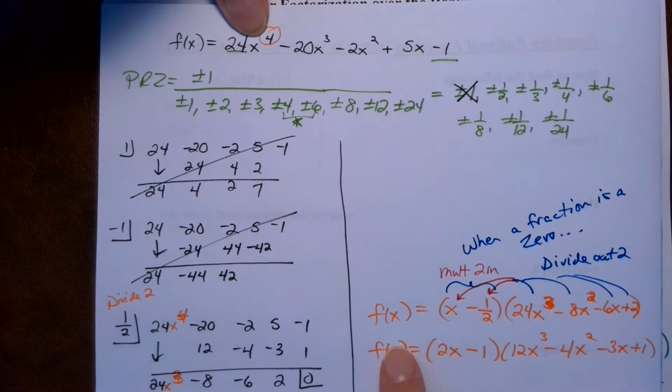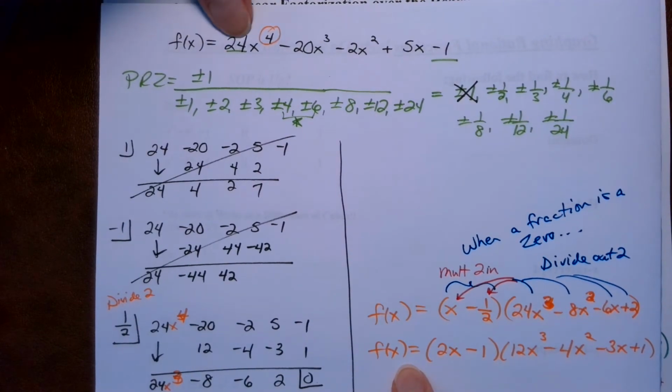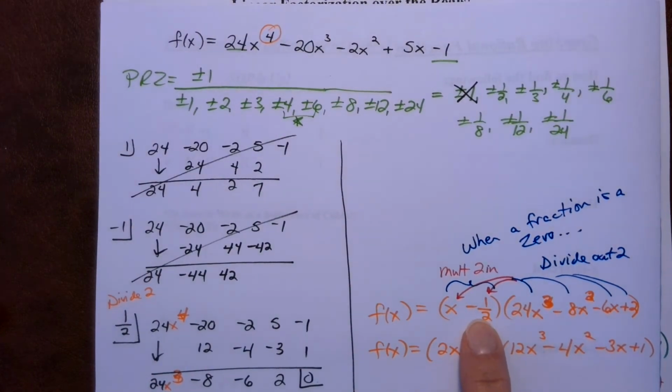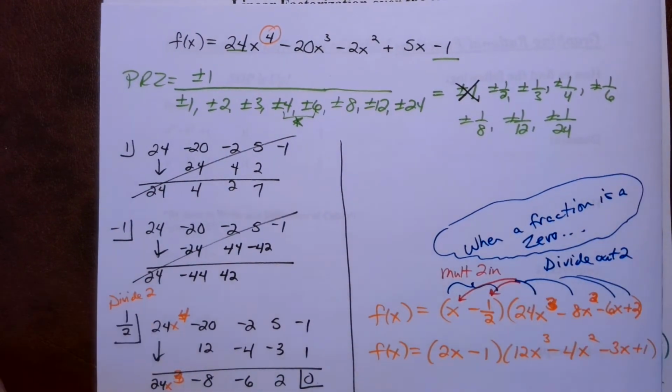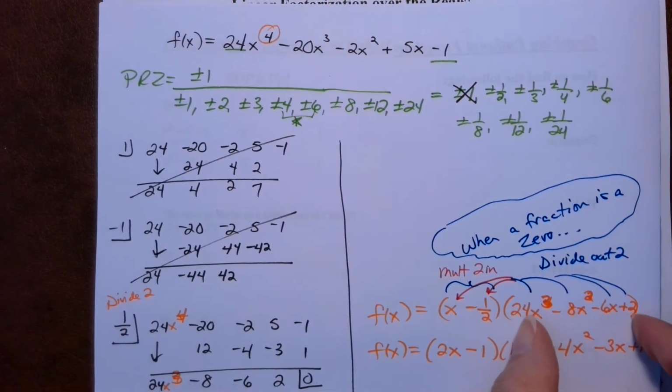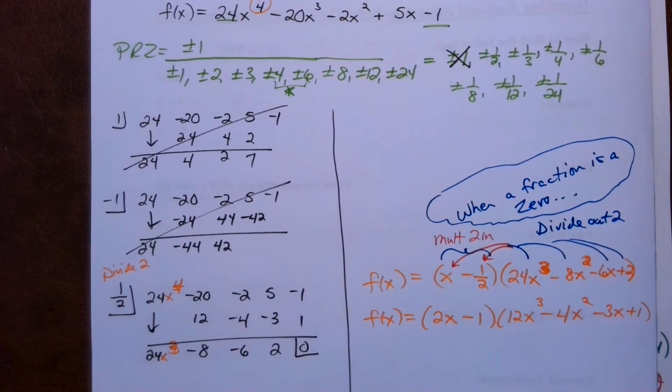Okay, every line, f of x, needs to be a quartic that has a leading coefficient of 24. Every time you get a fraction, when a fraction is a 0, you're going to factor out the number from your quotient and put it into your divisor.